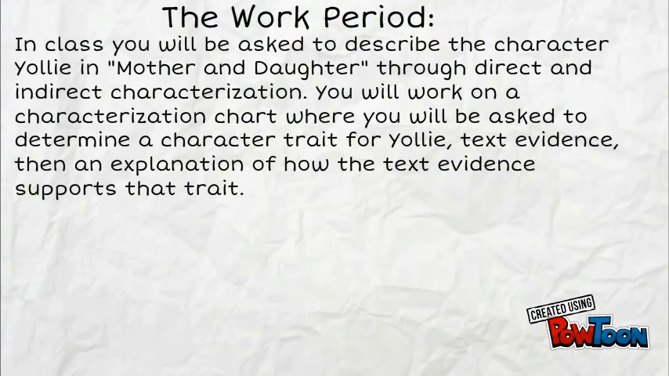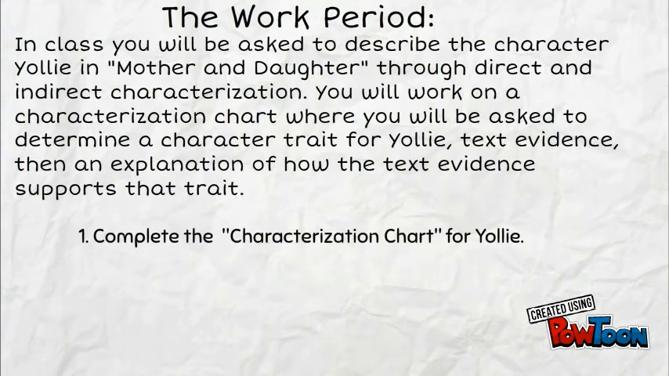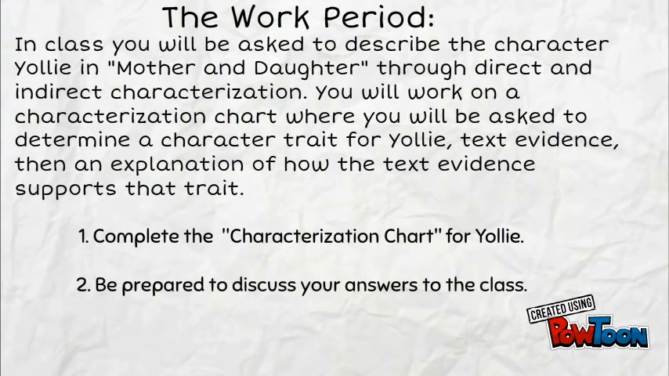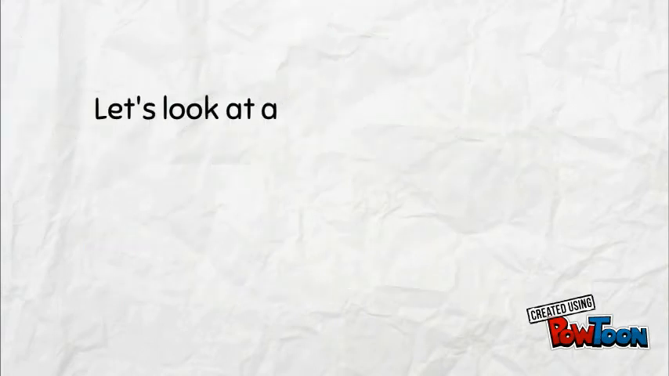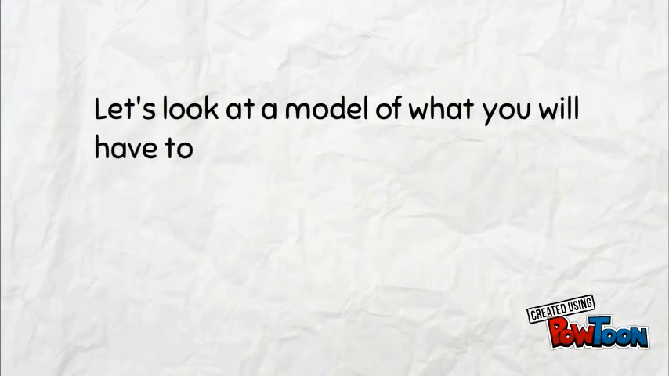When you come back into class, we will start the work period where you will be asked to describe your lead according to the direct and indirect characterization in the text. On a chart, you will need to provide a character trait, text evidence, and an explanation. Always be prepared to discuss your answers. Now let's look at a model of what you'll have to do.